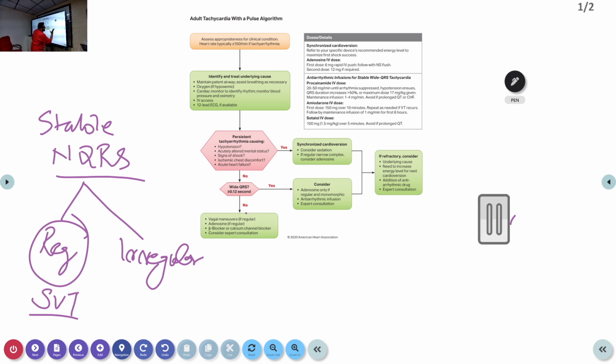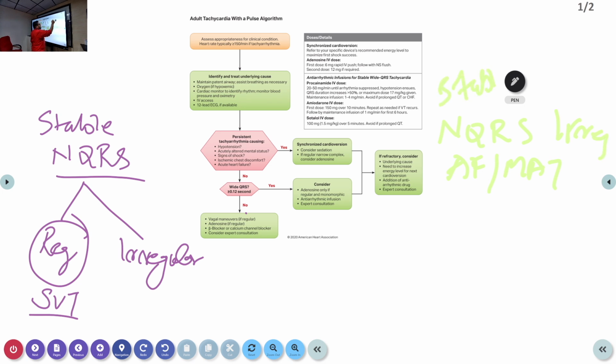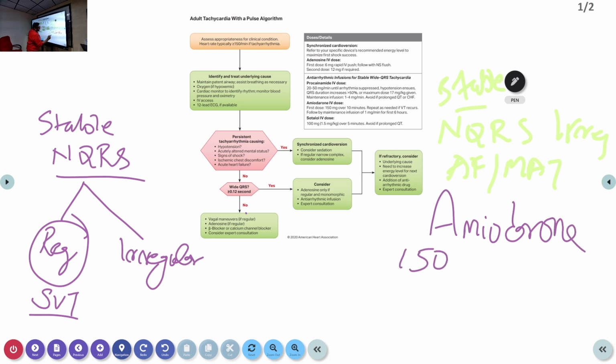Now the next thing is what? Narrow QRS, irregular, or AF, or multifocal atrial tachycardia, irregular, but the patient is stable. So what is the drug of choice? Again it is amiodarone. Similarly, 150 mg, then 1 mg per minute for 6 hours, then 0.5 mg per minute for 18 hours. So amiodarone can be used.